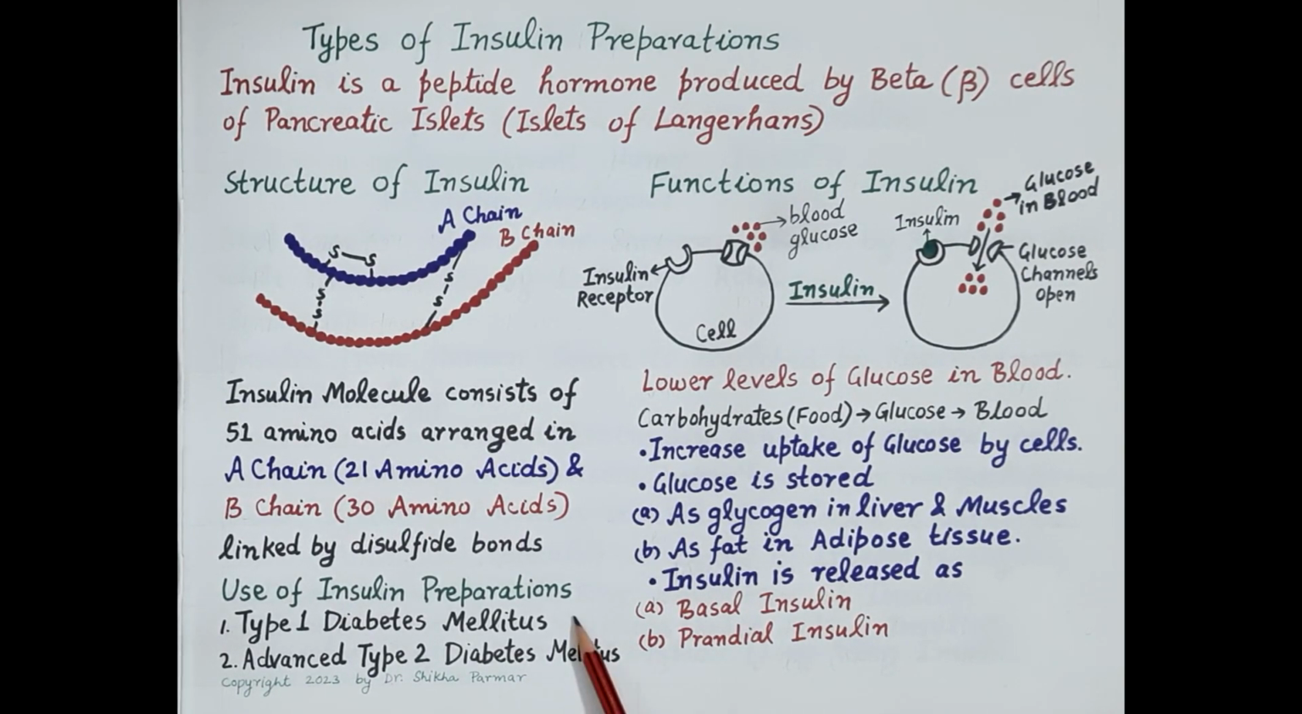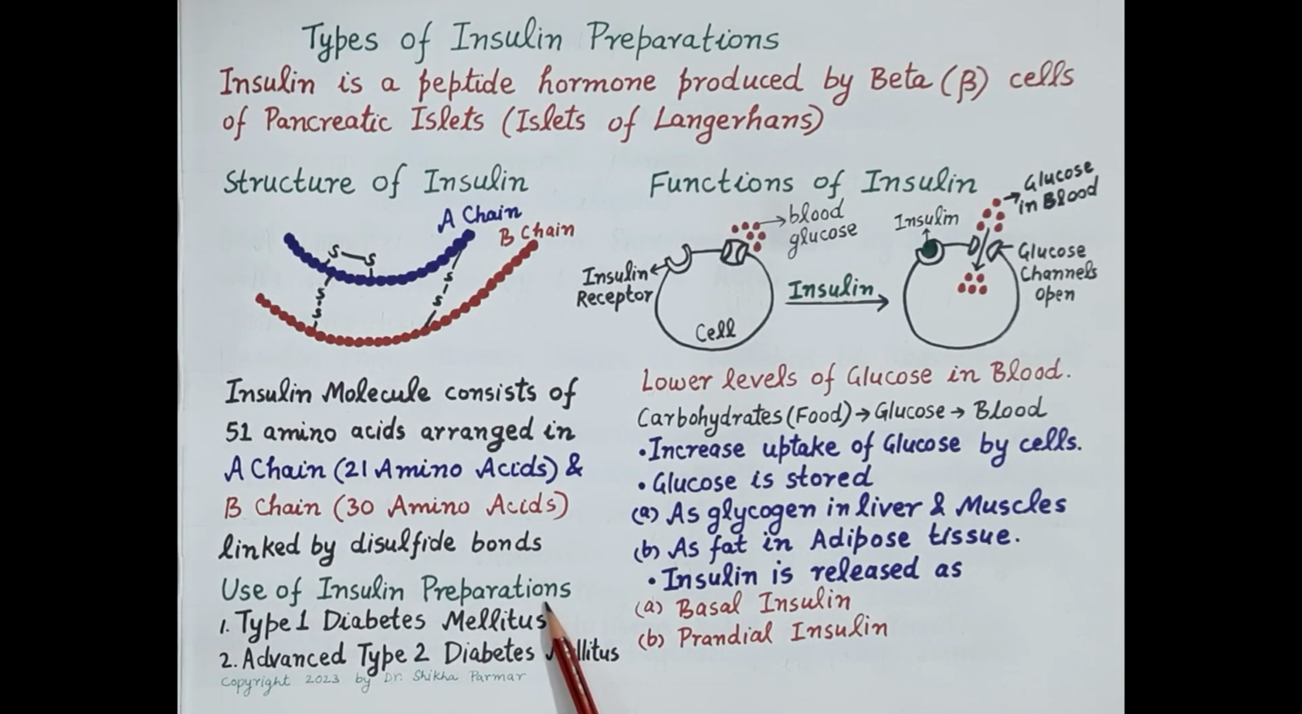Now, these insulin preparations are used primarily in the management of type 1 diabetes mellitus. Now, type 1 diabetes mellitus is an autoimmune disease where beta cells are destroyed and therefore insulin is not produced, and therefore these patients depend on an external source of insulin. Another use of these insulin preparations is in the management of advanced type 2 diabetes mellitus. So, this is in general about the functions, structure and uses of insulin preparations.